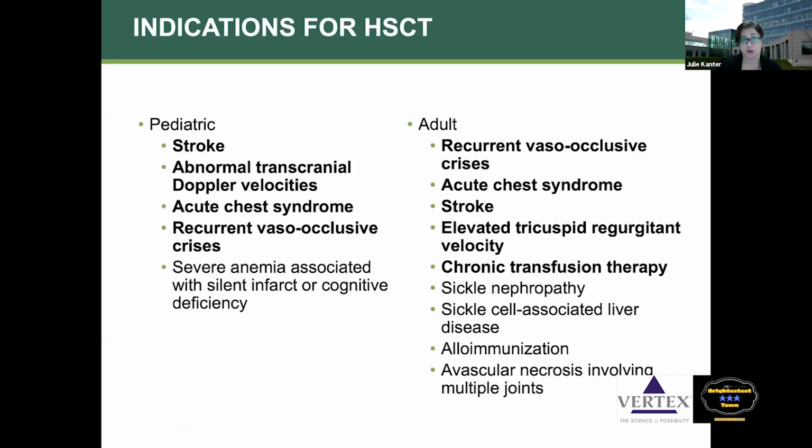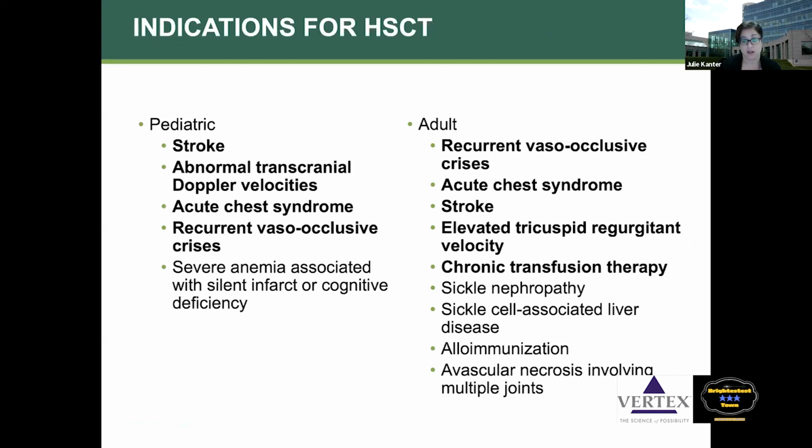There are multiple current indications for stem cell transplant. Right now, it is usually reserved for individuals who've had severe complications of their sickle cell disease. For children, here on the left of the slide, that's often children who've had a stroke or an abnormal transcranial Doppler that tells us that there is a high risk of stroke. There are also individuals who've had recurrent pain crises or acute chest syndrome.